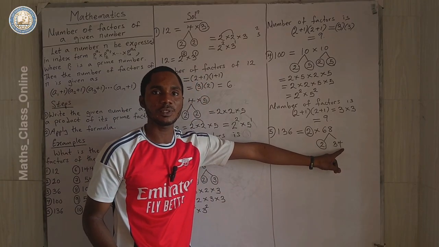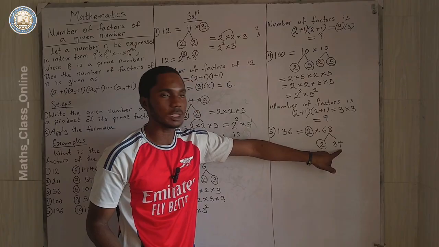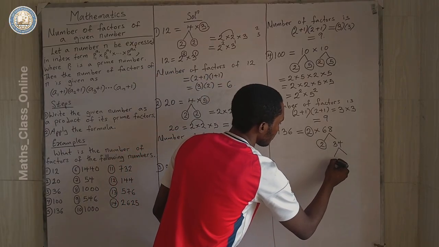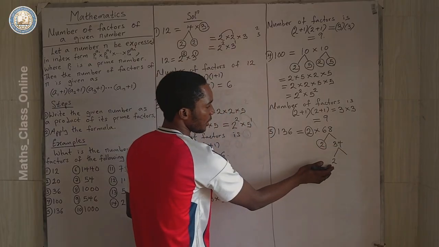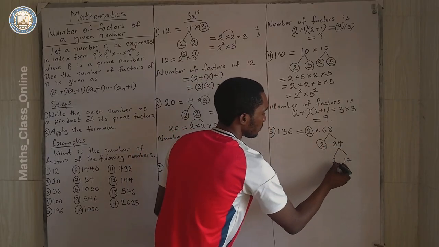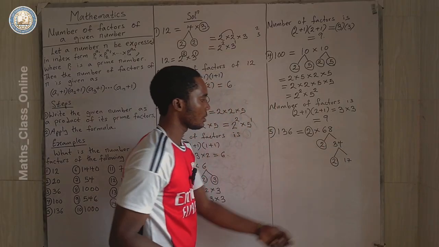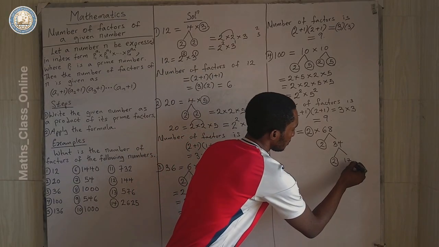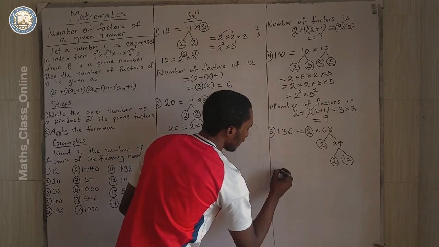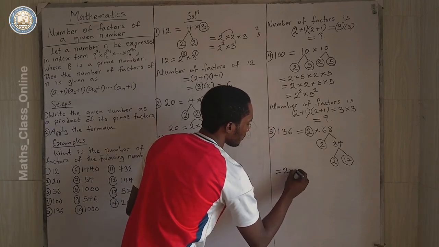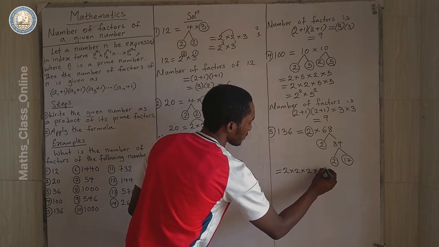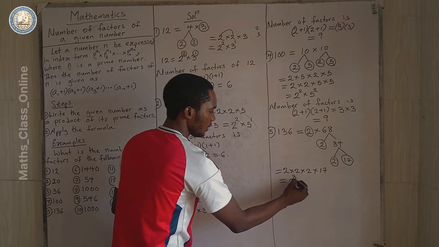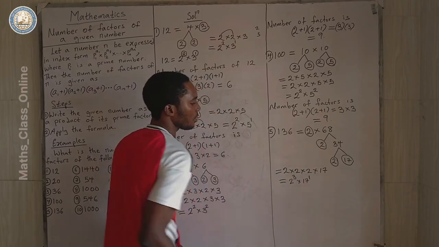34 is also divisible by 2. The unit digit is 4. 34 divided by 2 is 17. Is 17 prime? Yes, 17 is prime. That means we have 2 times 2 times 2 times 17. In index form, 2 raised to the power of 3 times 17 raised to the power of 1.